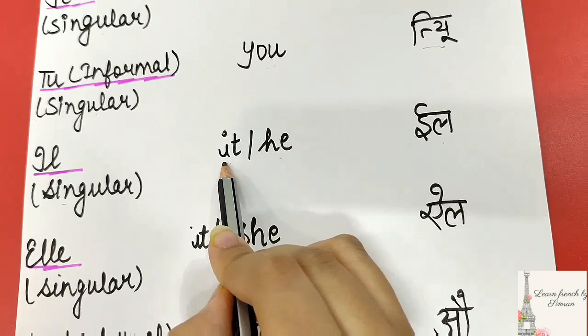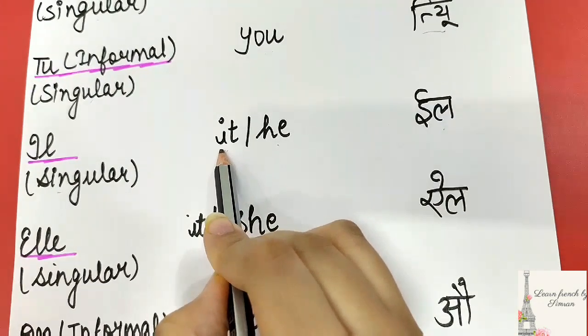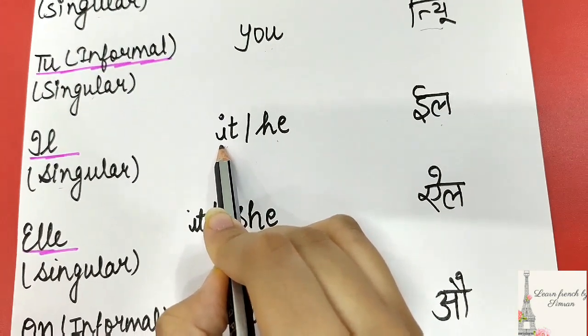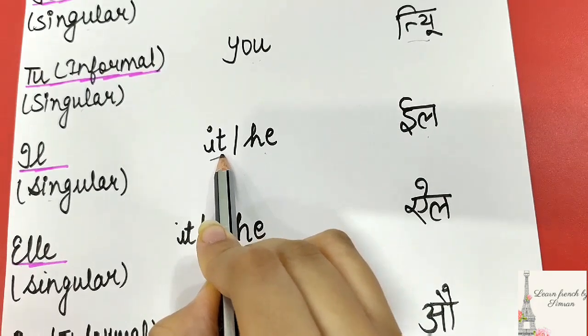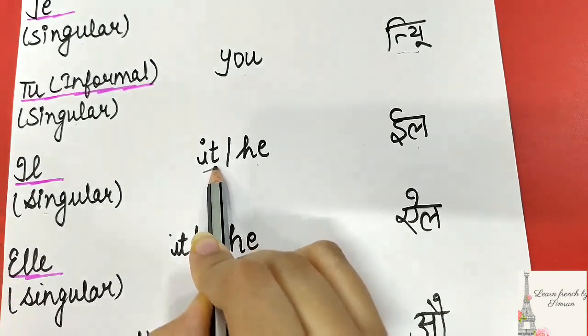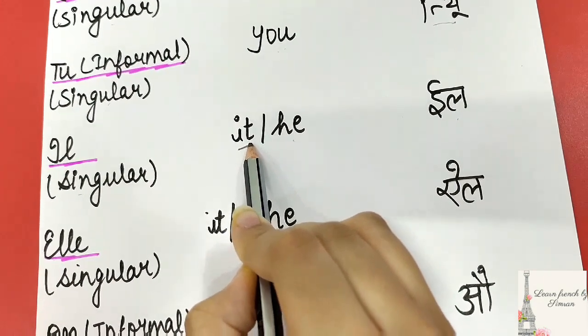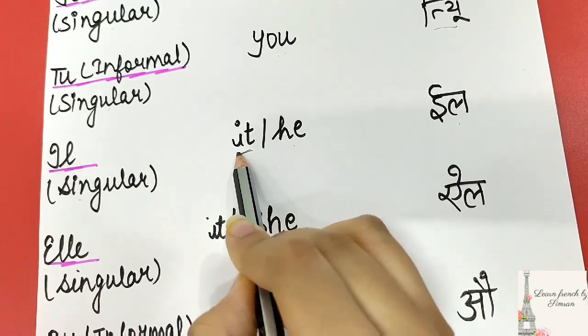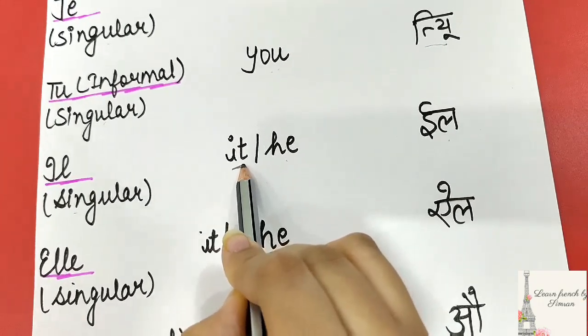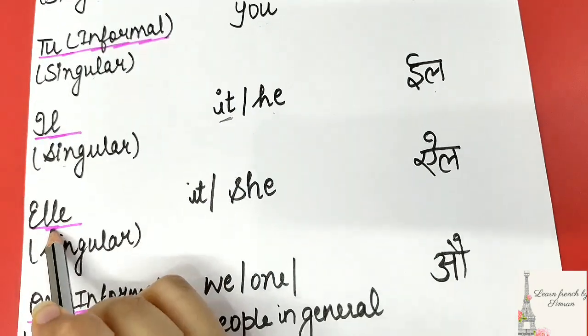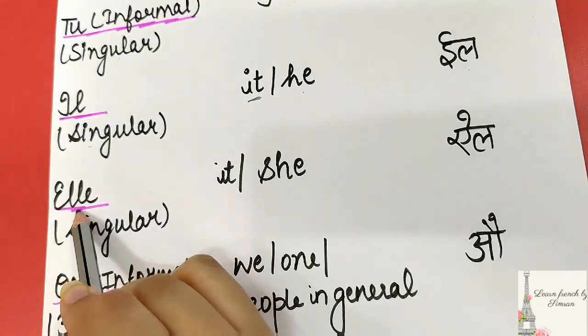And you can see here that I have written it, means you can also use it when you are referring to a thing, means when you are referring to a noun which is masculine, you can use it. Now our next personal pronoun is "elle".